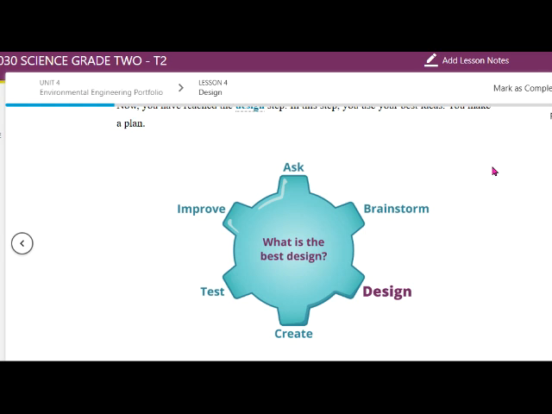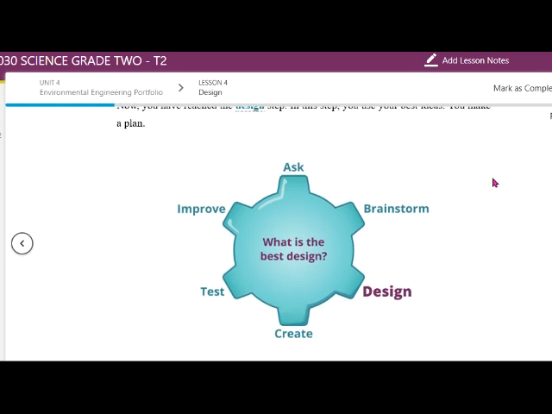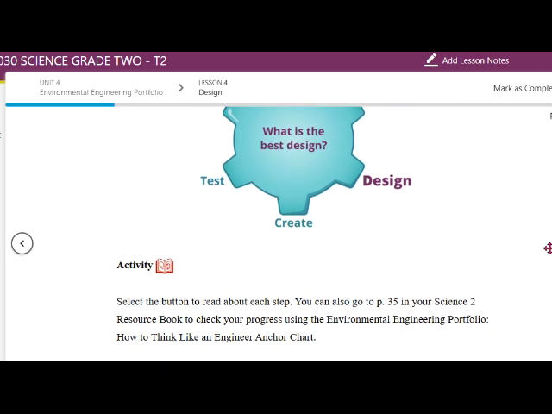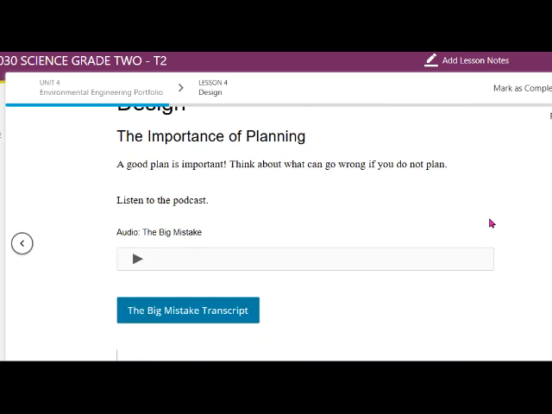Now you have reached the design step. In this step, you use your best ideas. You make a plan. So we finished ask, we finished brainstorm, and now we're on to design. The importance of planning. A good plan is important. Think about what can go wrong if you do not plan. Listen to the podcast. So listen to this. It's called The Big Mistake.